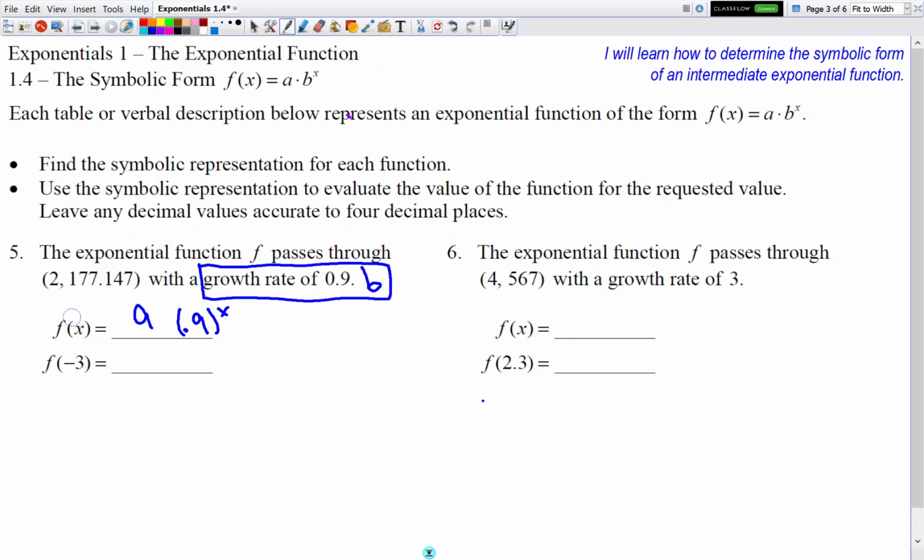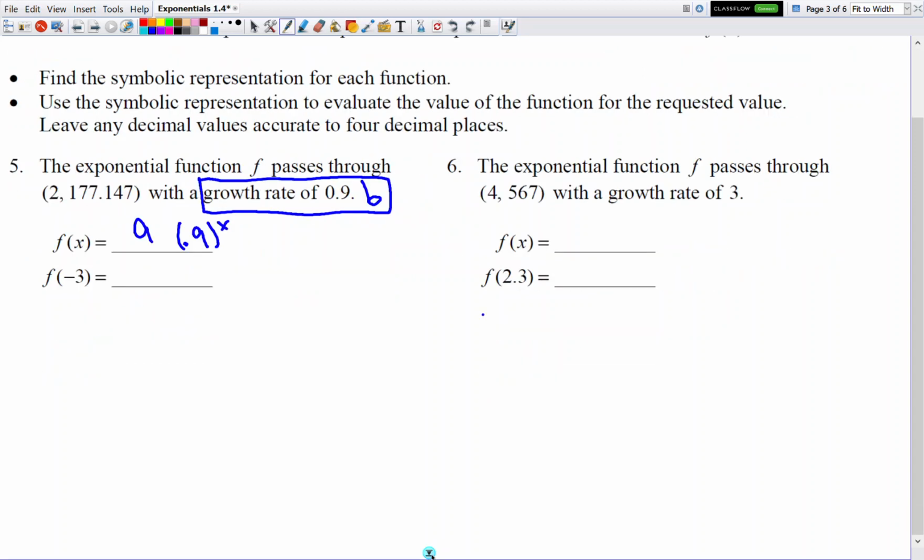So let's solve this. And see how everything got kind of scrunched. Let me just put this right here. Okay, so 177.147 equals a times 0.9 to the 2nd power. Okay, all right, so 177.147 equals a times 0.81.